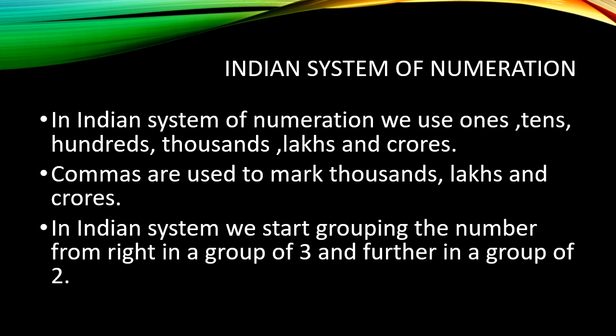Indian system of numeration. In Indian system of numeration, we use ones, tens, hundreds, thousands, lakhs and crores. Commas are used to mark thousands, lakhs and crores. In Indian system, we start grouping the number from right in a group of 3 and further in a group of 2.